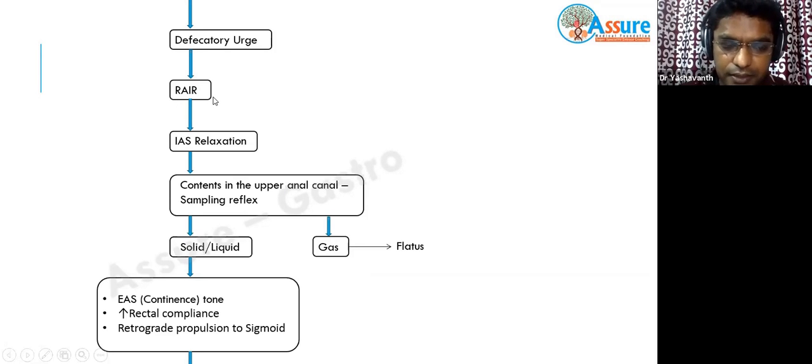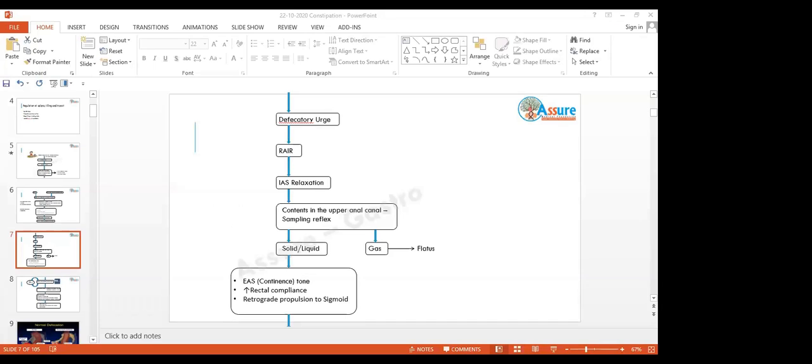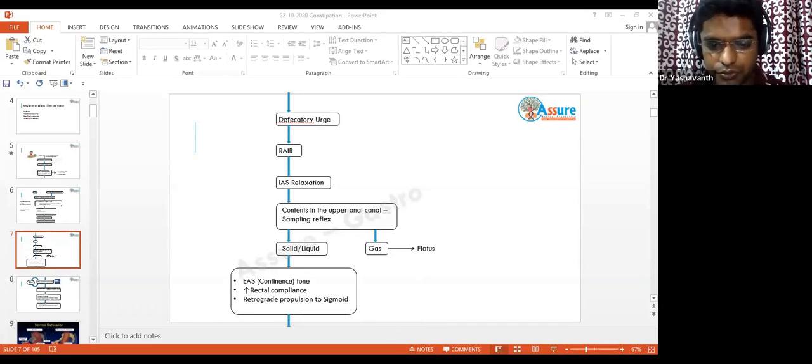What is RAIR? Any idea? Hello? Rectoanal inhibitory reflex. Okay, good. So the rectoanal inhibitory reflex, one second, give me a minute.